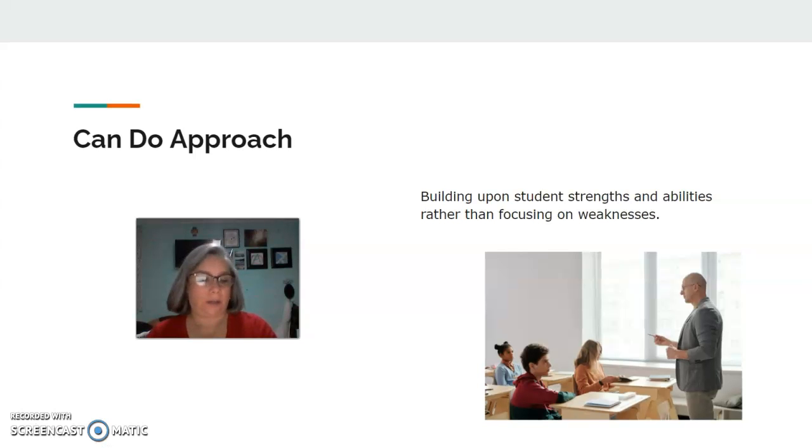I started the in-service by introducing the can-do approach, which builds upon students' strengths and abilities rather than focusing on weaknesses. As teachers, we tend to pay more attention to what the students are missing and try to fill those needs without paying attention to what they have and build on that. So one of my objectives was to help teachers see the student as a whole and the strengths they have and how we can work with them.